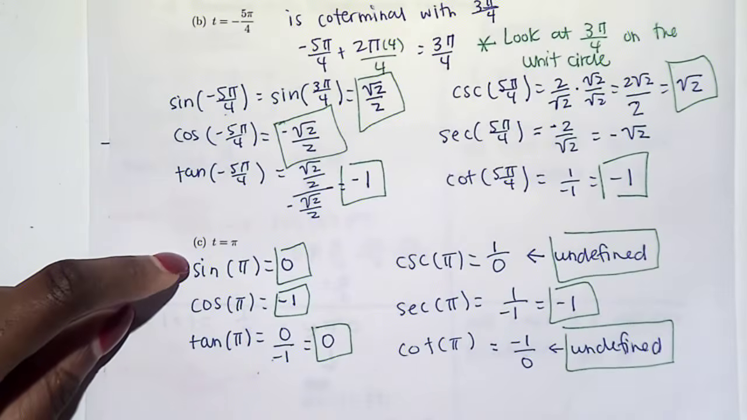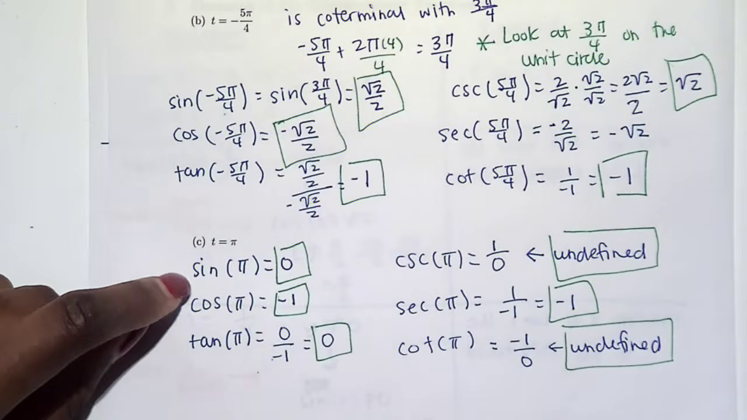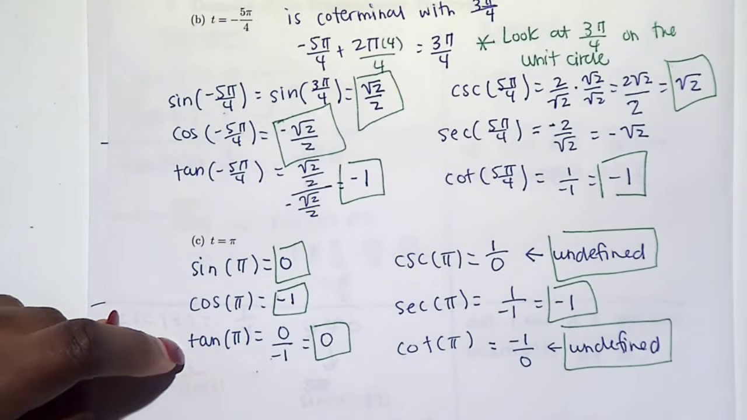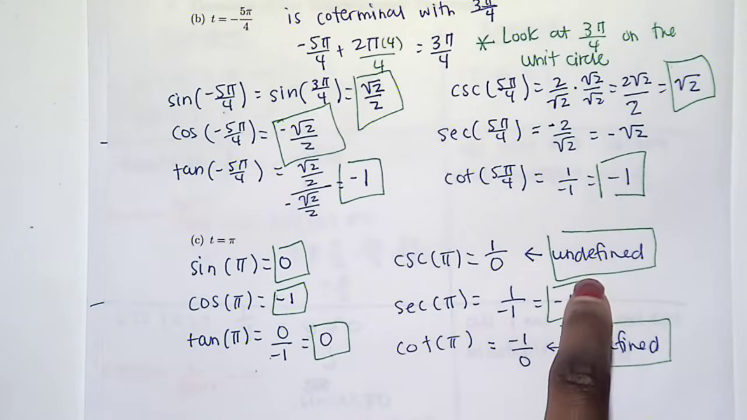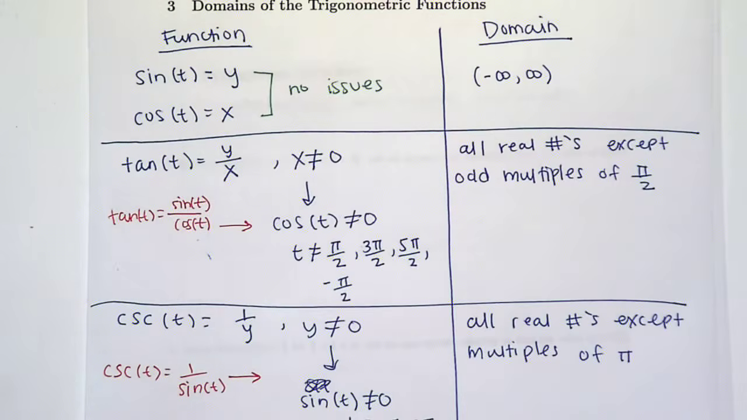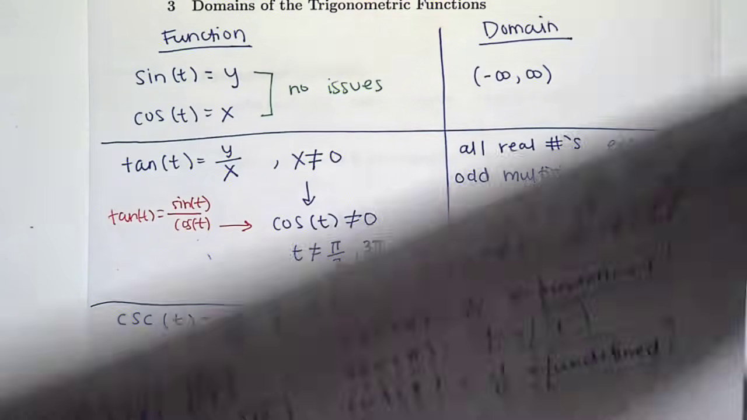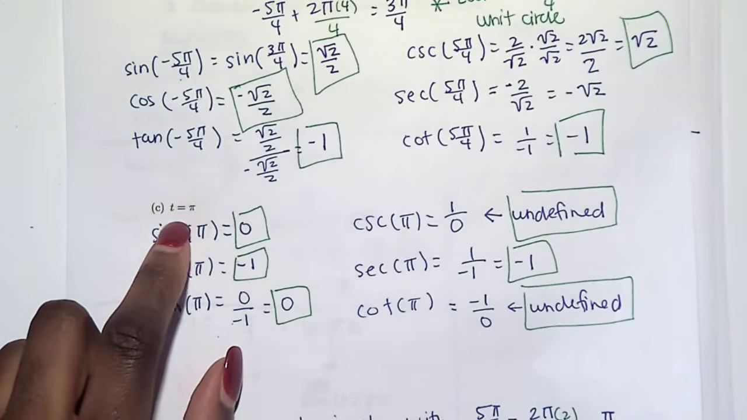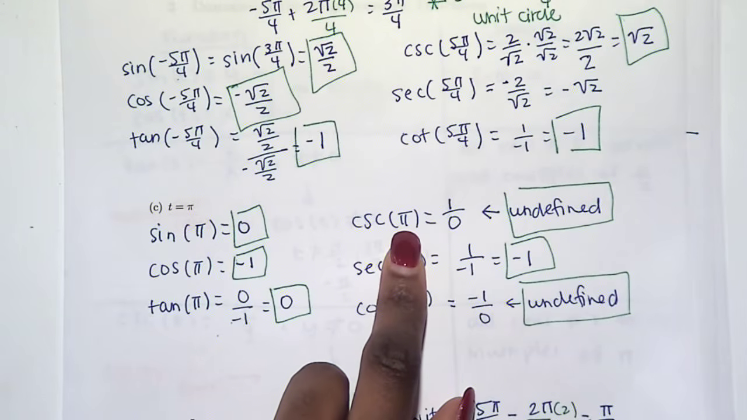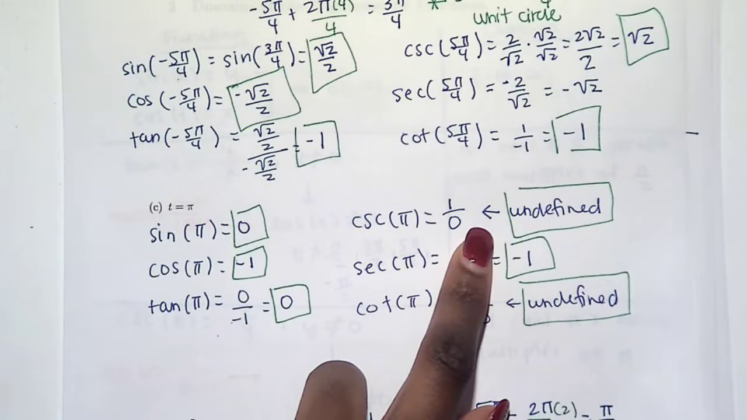So let's look at this one. T equals pi. We got sine of pi is 0, cosine of pi is -1, tangent of pi is 0, cosecant of pi is undefined. Well, does that make sense with the domain? Let's look at our domain for cosecant. All right, so cosecant is defined for all real numbers except multiples of pi. Well, pi is definitely a multiple of pi. That's why when you try to plug in pi into cosecant, you get something that's undefined.